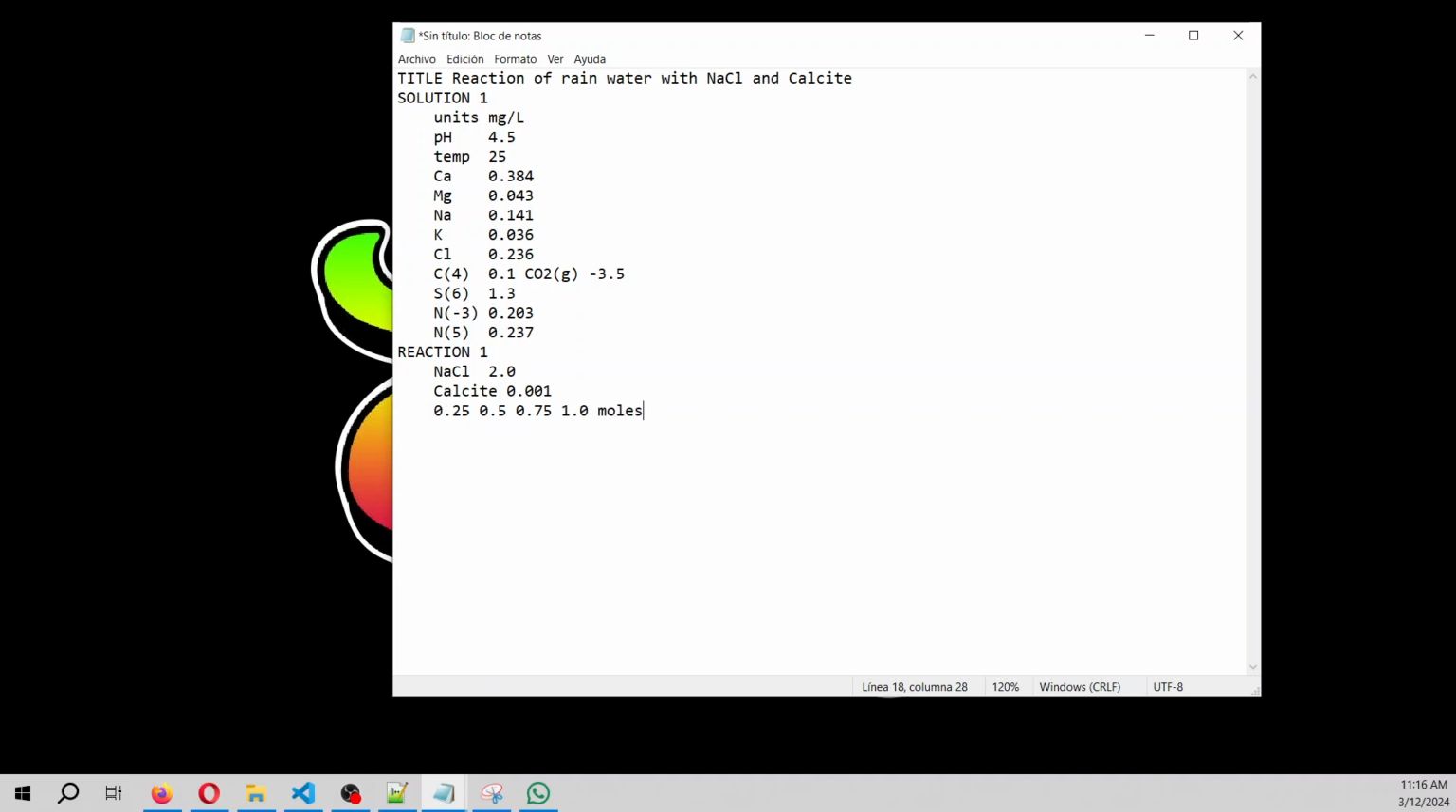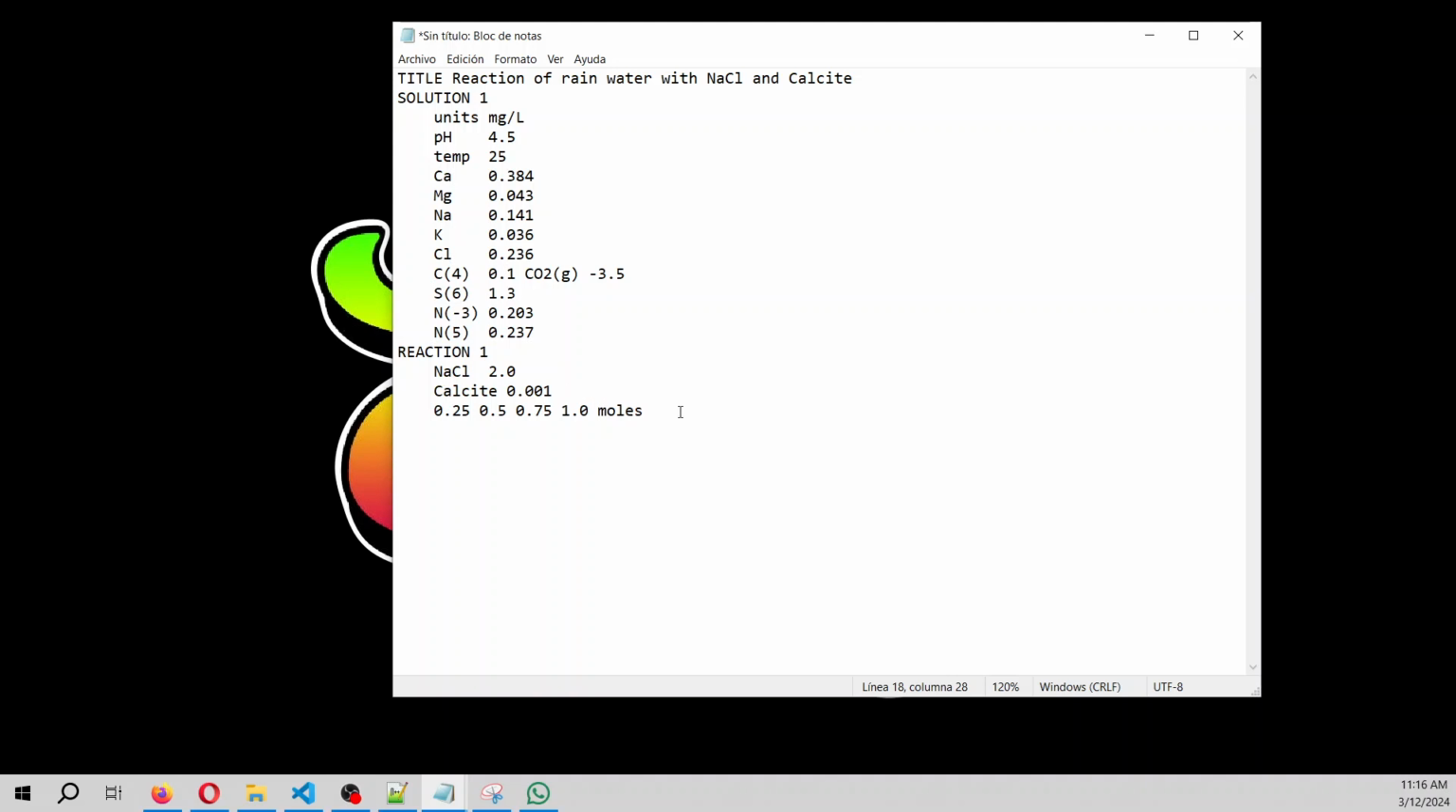Moles. For example, the first reaction will add 0.25 times 2, 0.5 moles of sodium chloride, and 0.0025 moles of calcite. For the last reaction, it will add 1 times 2, 2 moles of sodium chloride, and 0.01 moles of calcite.